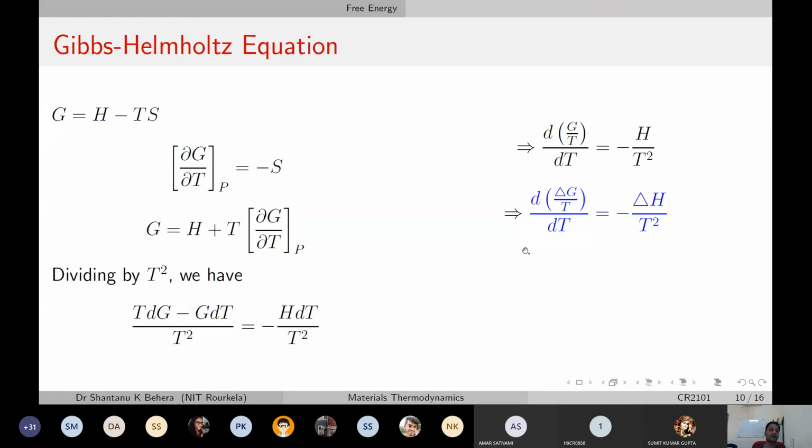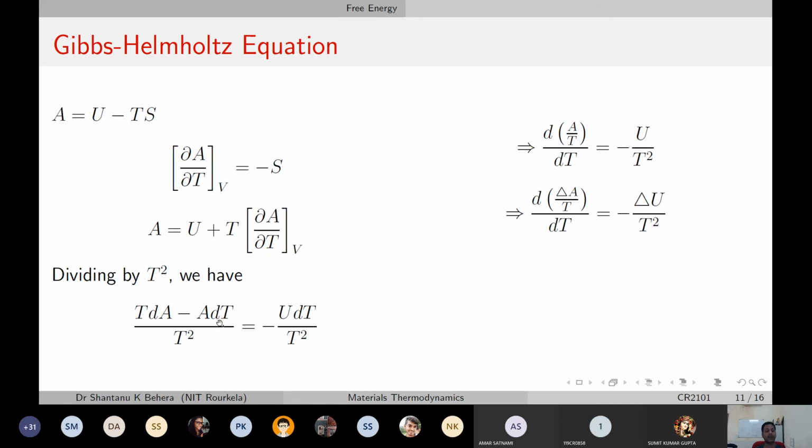Likewise, you can replicate the whole thing in terms of Helmholtz energy, Helmholtz free energy, by writing A is U minus Ts. All right, you write A is U minus Ts, and there also, in a constant volume process, you talk about partial A by T, which is minus S, and replace this minus S by this function, and you get something like this.